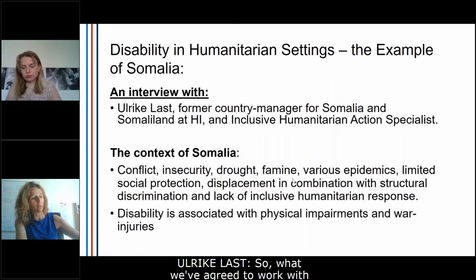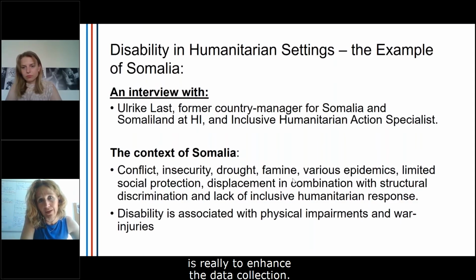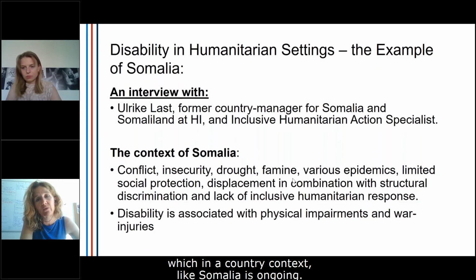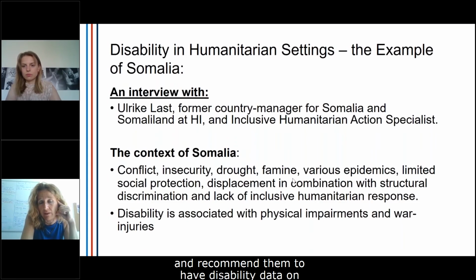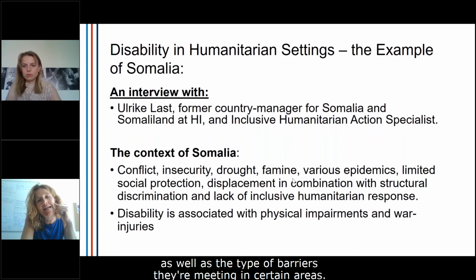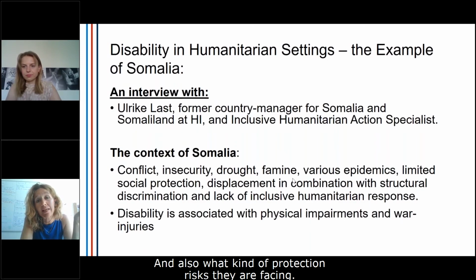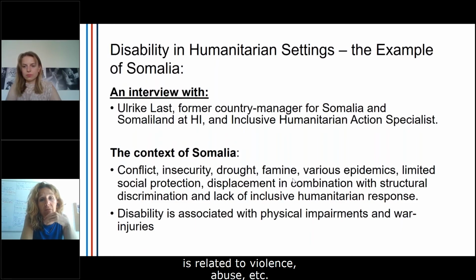So what we've agreed to work on with the majority of humanitarian actors is really to enhance the data collection. So at the very initial stage, the needs analysis, which in a country context like Somalia is ongoing. So there are annual assessments, but there are also sudden onset related assessments. So we really recommend that they have disability data on the number of persons with disabilities affected, as well as the type of barriers they're meeting in certain areas, and also what kind of protection risks they are facing. And protection risks, as you may know, are related to violence, abuse, etc. Some of those are disability specific.